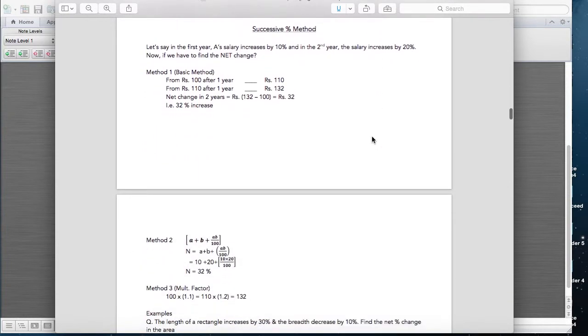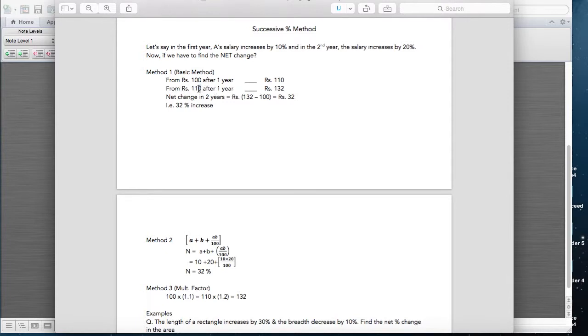Let's again revise the successive percent method. Let's say in the first year A's salary increases by 10% and in the second year the salary increases by 20%, and we have to find the net percent increase. The basic method is, from 100, after 1 year the salary becomes 110. Now from 110, after a year, 10% increase.